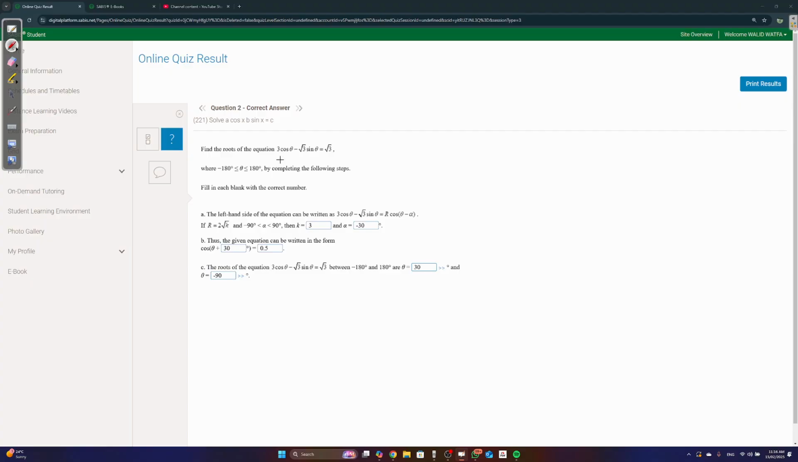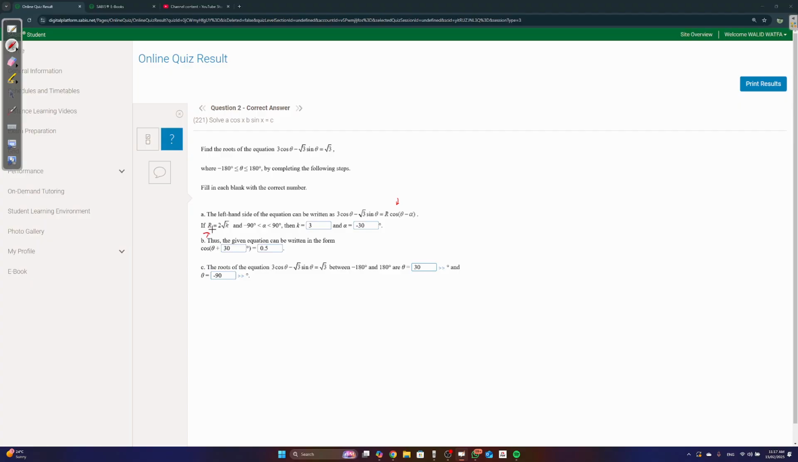Find the roots of the equation 3 cosine theta minus root 3 sine theta equals root 3, where the domain is between minus 180 and 180. So obviously they're doing it step by step, and you're just solving the steps. How can I do this? Obviously, you can't solve any equation with cosine and sine together, so you have to rewrite it. And we know when you have cosine and sine together, you can rewrite it as r cosine theta minus alpha. So that's what they did in the first step.